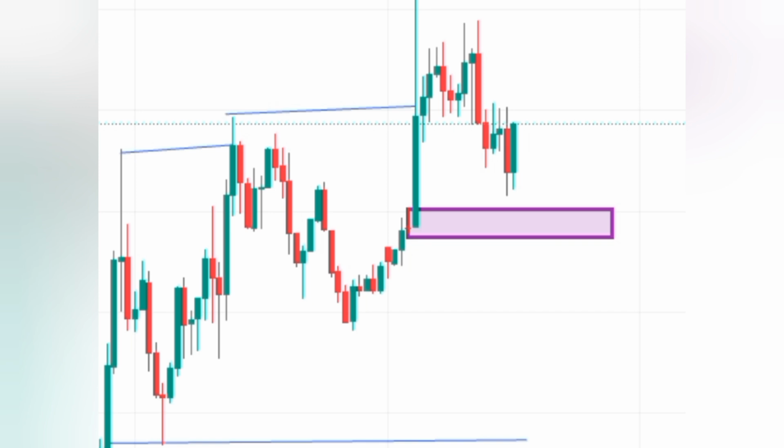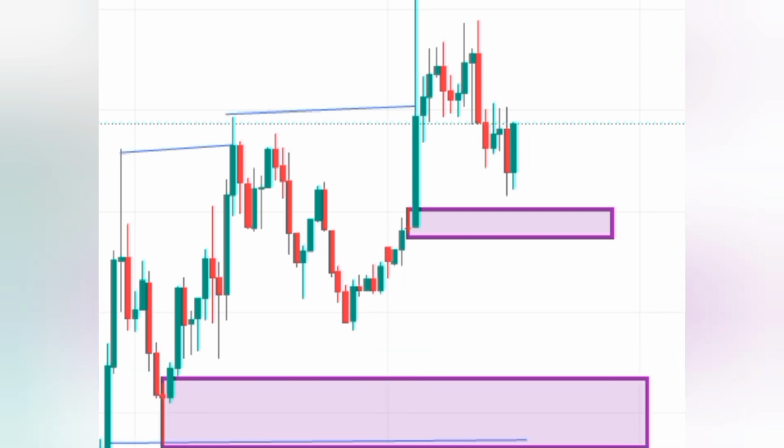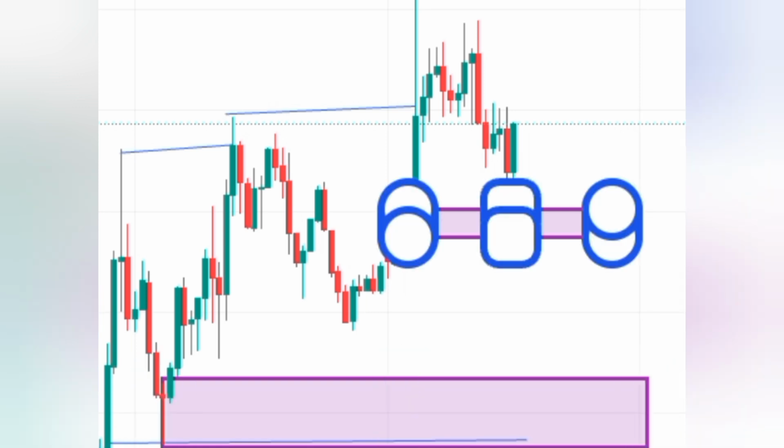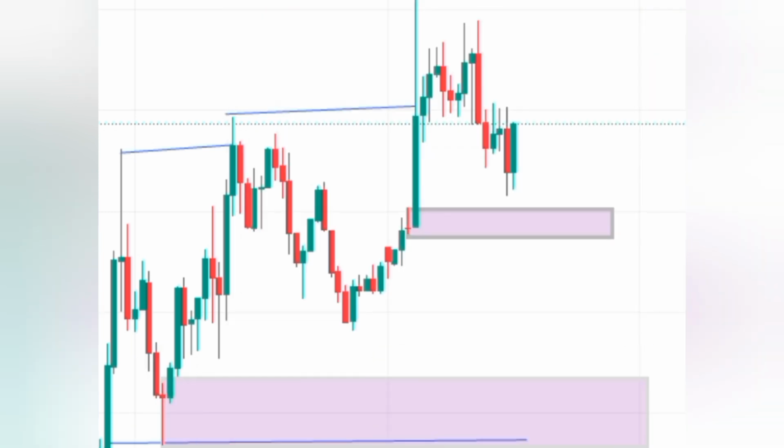So that's one order block you can look at, and also there is this order block in your extreme zone. Okay, so now let's wait and see how the market reacts on that order block.